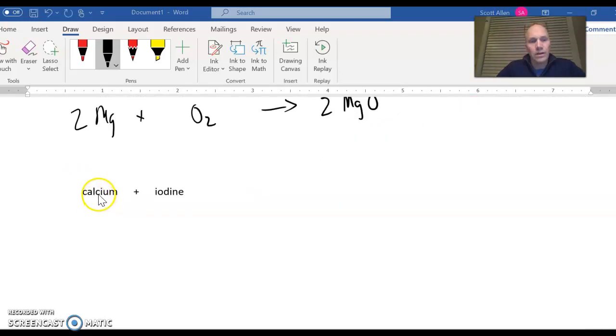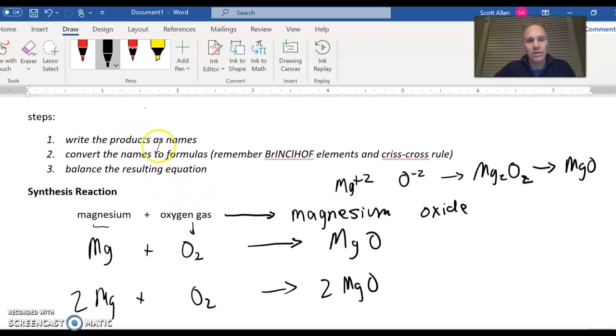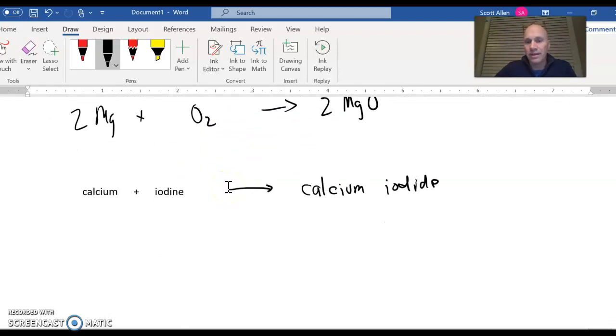In the next example, we're going to show calcium combining with iodine. Again, we have 2 single elements, and they're going to come together, and it would be rational to assume that they just make an ionic compound between this metal and this non-metal. So the name of that is going to be calcium iodide. That's going to be the first step right here: to write the products as names.